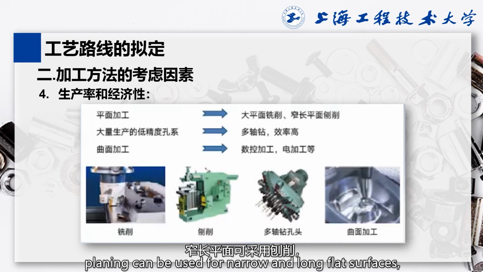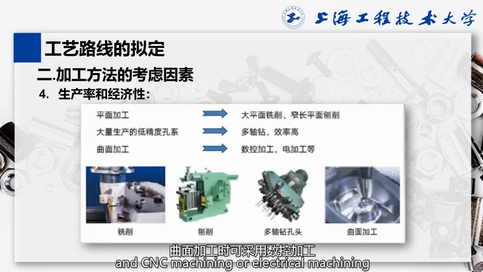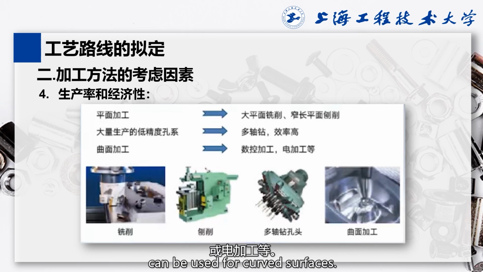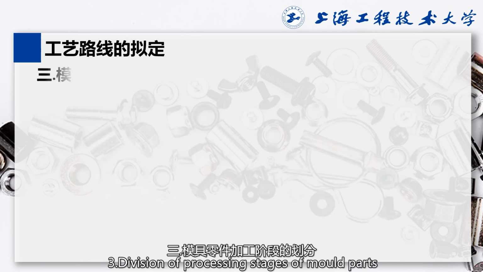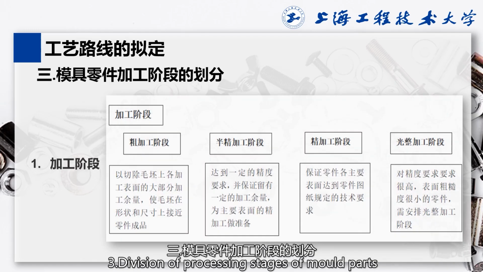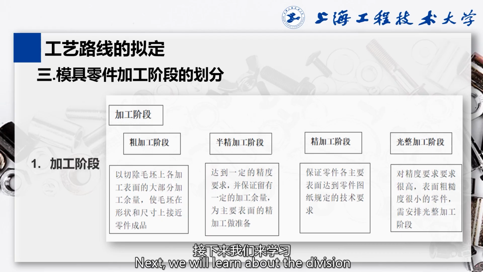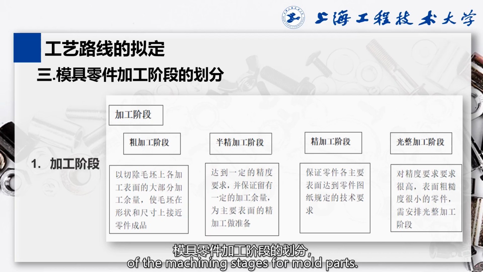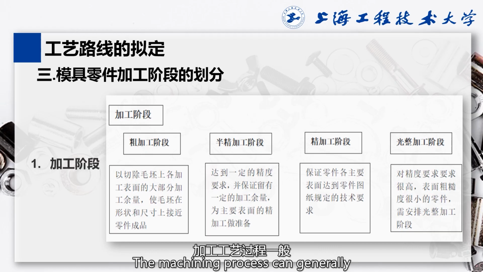Planing can be used for narrow and non-flat surfaces, and CNC machining or electrical machining can be used for curved surfaces. Third, division of processing stages of mold parts. Next, we will learn about the division of the machining stages for mold parts. The machining process can generally be divided into the following stages.